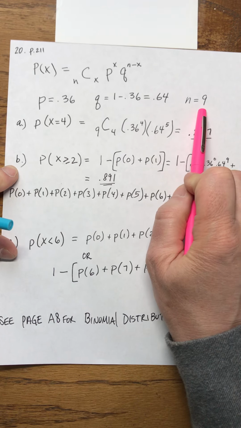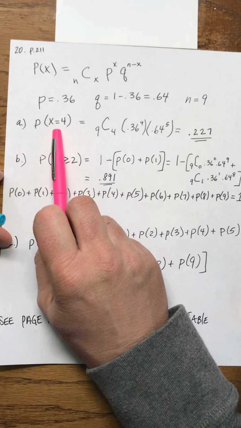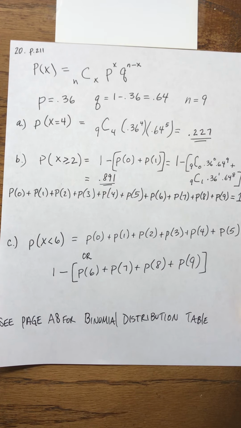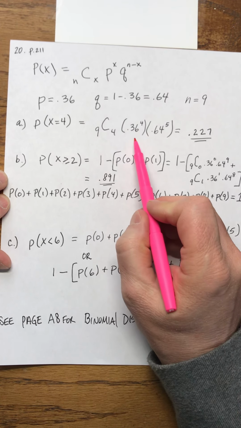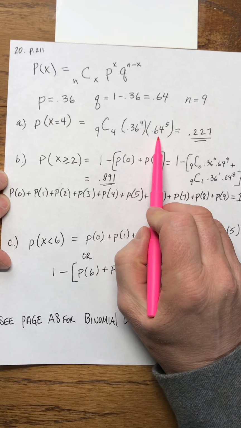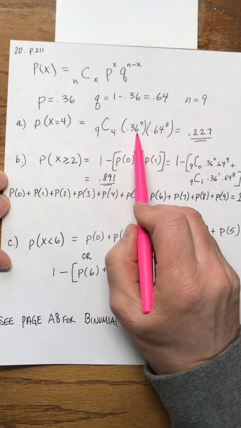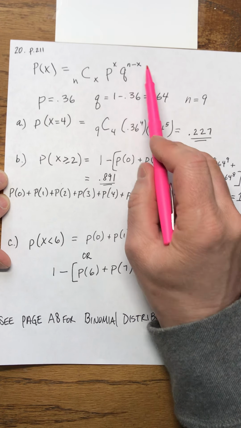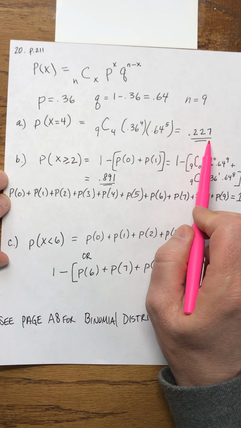So you're going to randomly grab 9 people and ask them what they think. What's the probability that 4 of them will agree with the police using drones? So what we do is we simply just plug our numbers into this formula, and we have 9 in for N, 4 in for X. P is 0.36, that's a probability of success. Q is the probability of a failure, which is people disagreeing with this. And we'd raise the 0.36 to 4, and the 0.64 to a 9 minus 4, which is a 5. Make sure you can do this in your calculator and come out with 0.227.